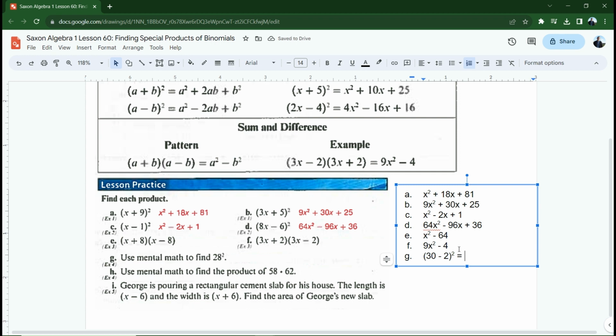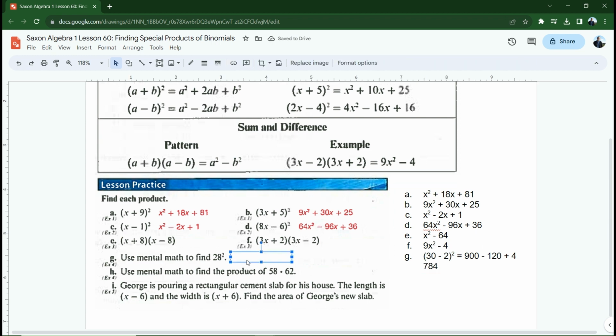Okay, so this is going to be 30 squared minus 2 times 30 times 2 plus 2 squared. So 30 squared is 900 minus 2 times 30 is 60 times 2 is 120. And then we're going to do plus 4. So 900 minus 120 plus 4, I could do that in my head. 900 minus 120 is 780, plus 4 is 784. Could it be that 28 squared is 784? Let's find out. Yes. Wow, that was really actually easy.